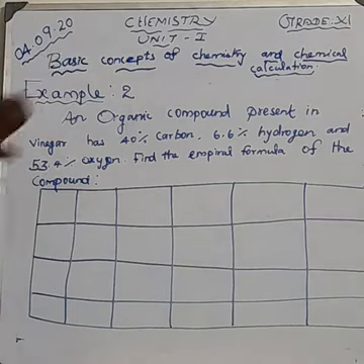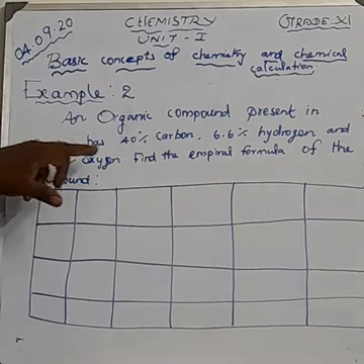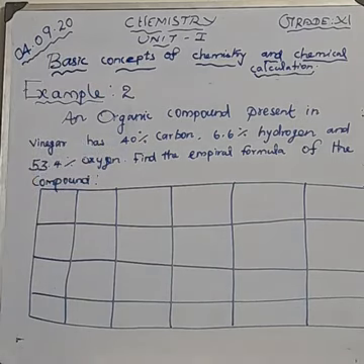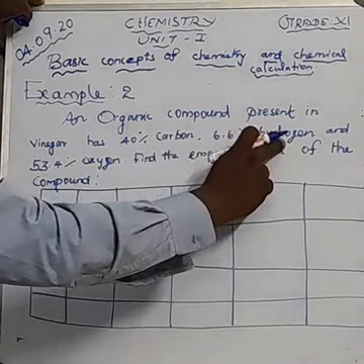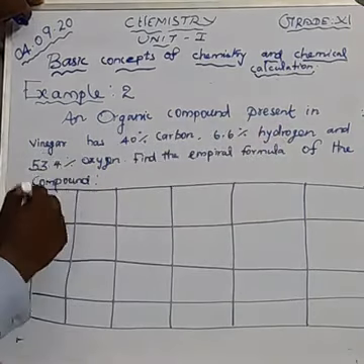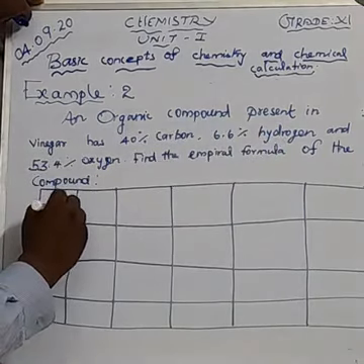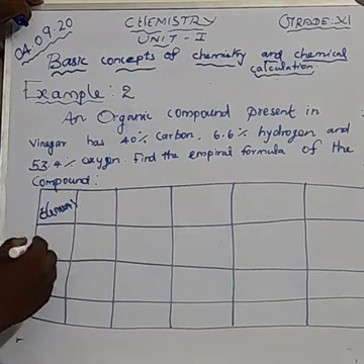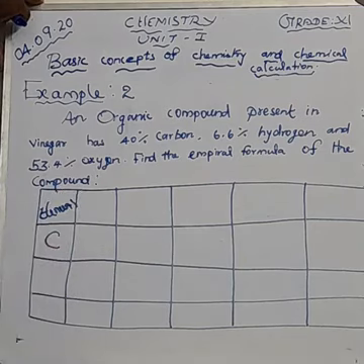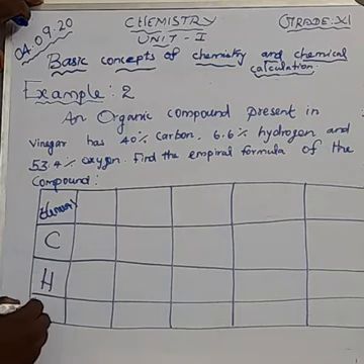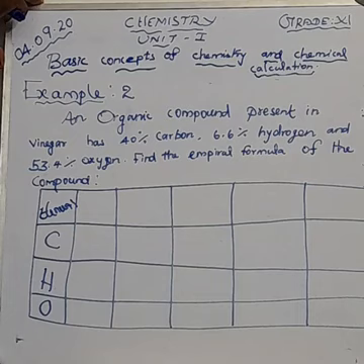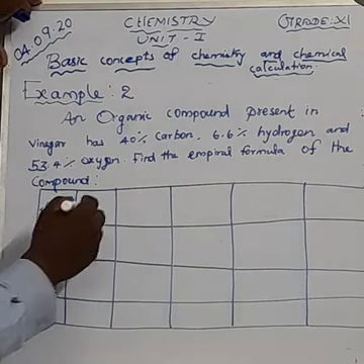So, the question. In this organic compound, which are the elements present there? First we check the elements. Carbon is one element, hydrogen one element, and oxygen. What is the symbol of carbon? C. Symbol of hydrogen? H. Oxygen? O. Have you written it? No doubt.